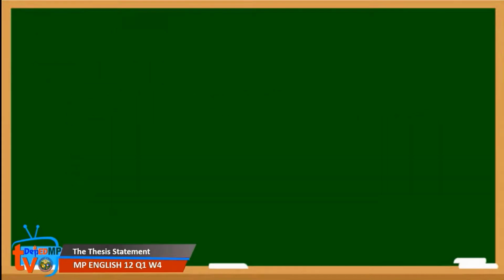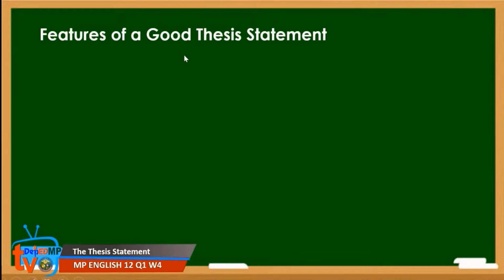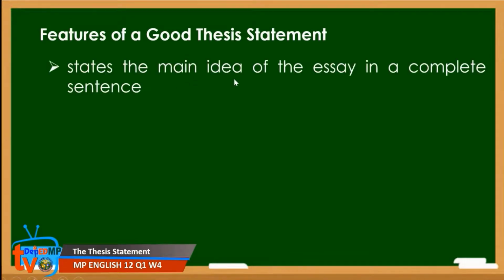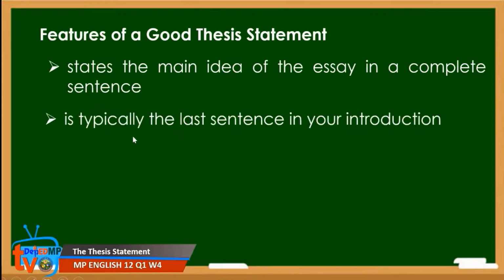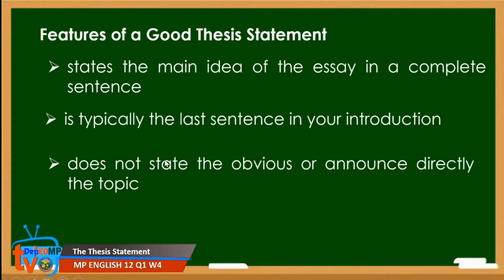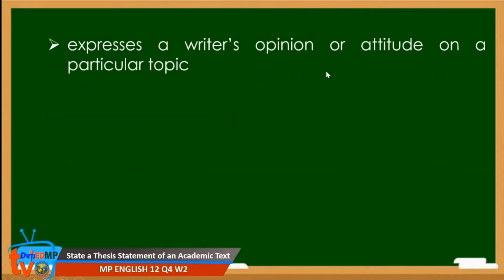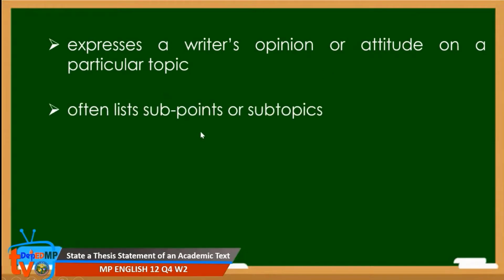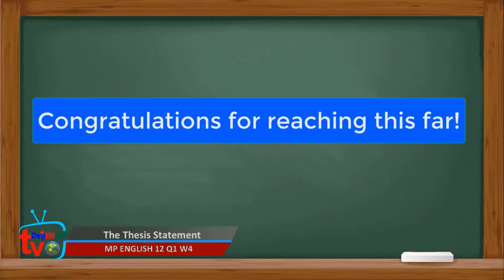For features of a good thesis statement, these include: first, states the main idea of the essay in a complete sentence. Second, it is the last sentence in the introduction. Third, does not state the obvious or announce the topic directly. Fourth, expresses a writer's opinion or attitude on a particular topic. Lastly, lists subpoints or subtopics.